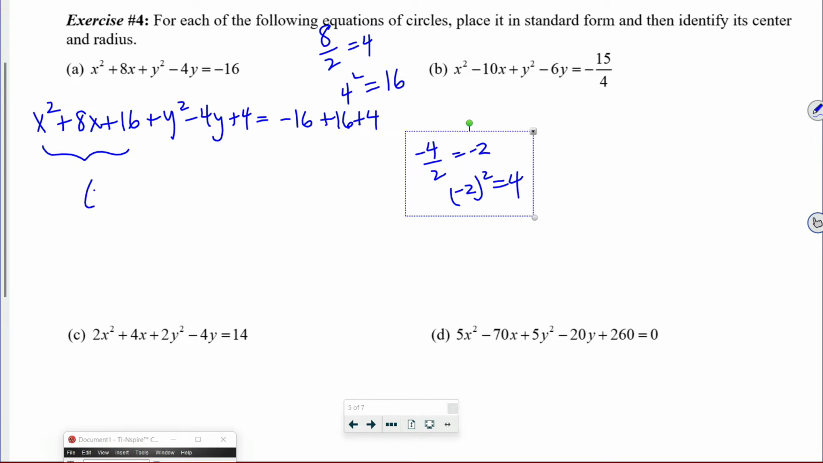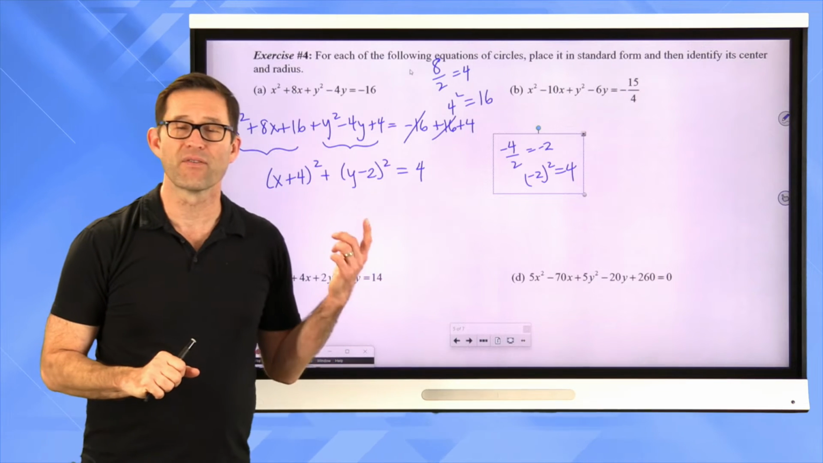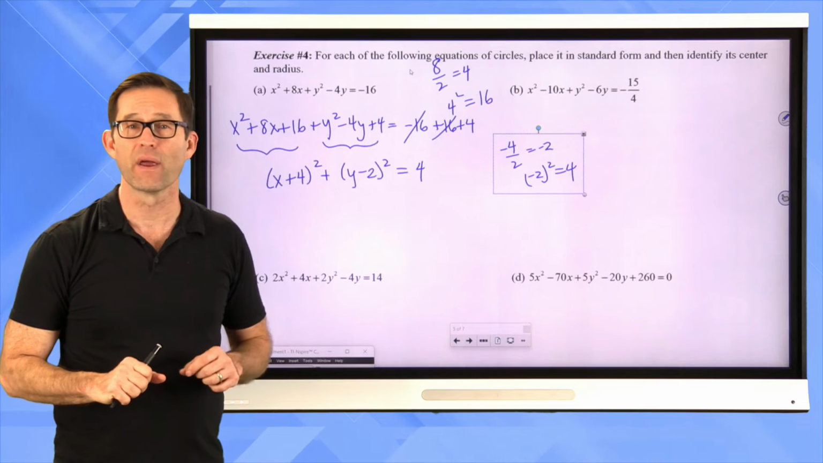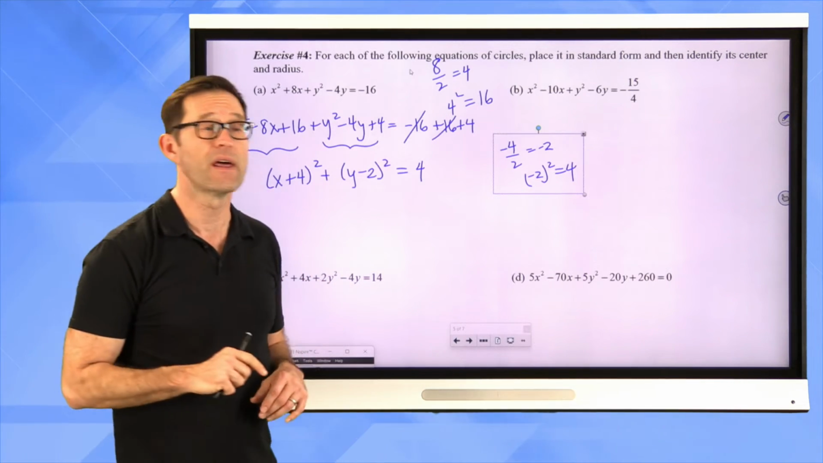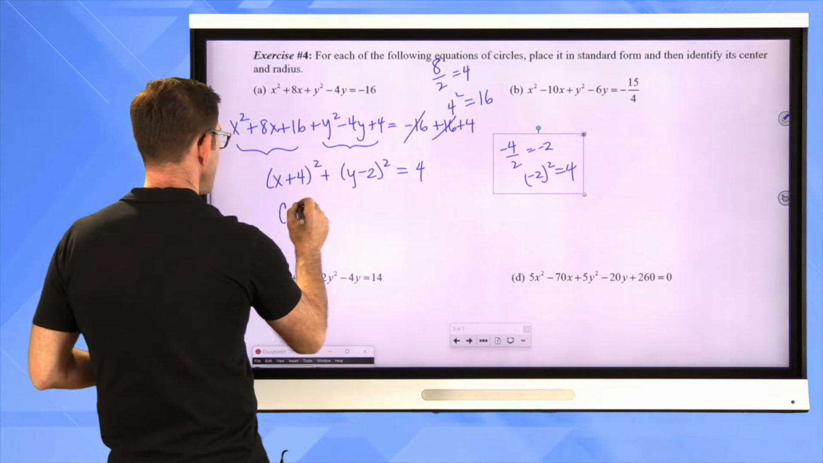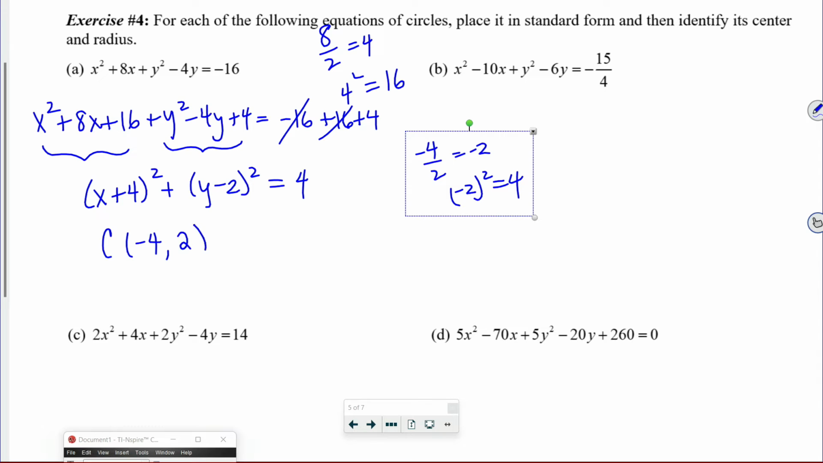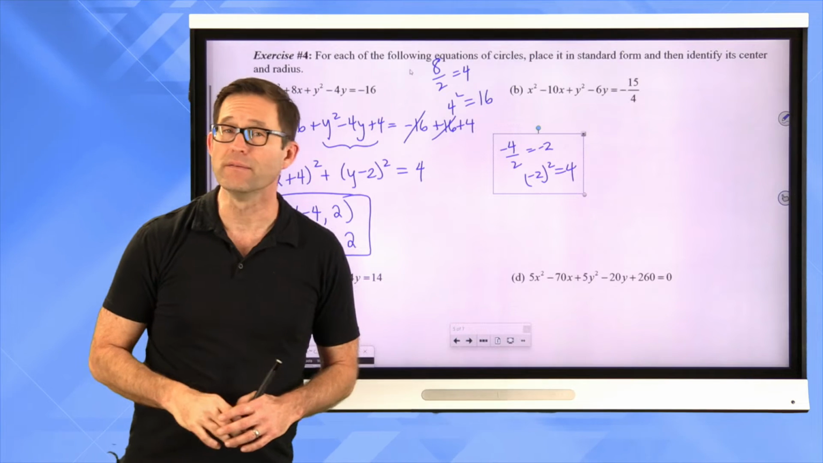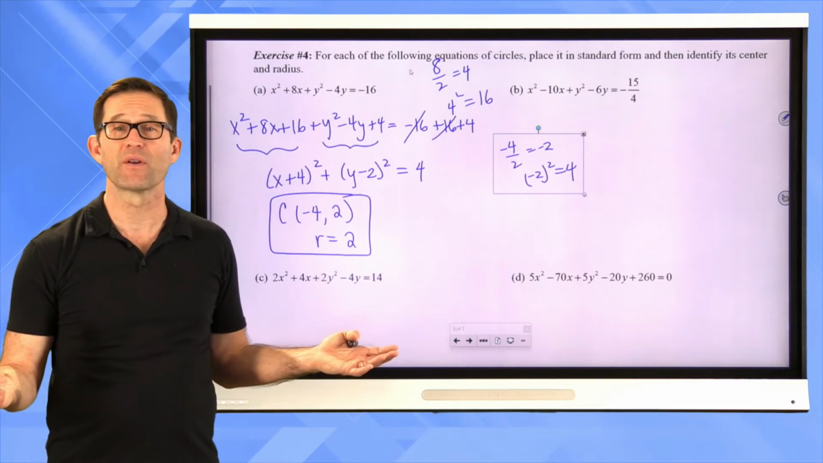All of this will factor as x plus 4 squared. This will factor as y minus 2 squared. Here, my negative 16, my positive 16 will cancel, leaving me with a 4. And at this point, I've got my circle in its standard center-radius form. Easy to identify the center, right? My center now is at negative 4, positive 2, and my radius is the square root of 4, which is equal to 2. All right, simple enough, okay?